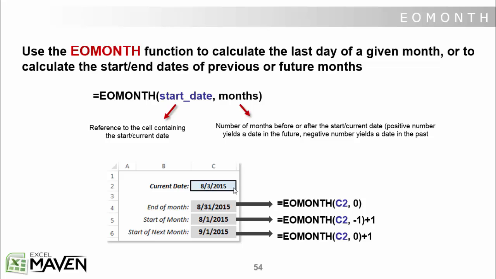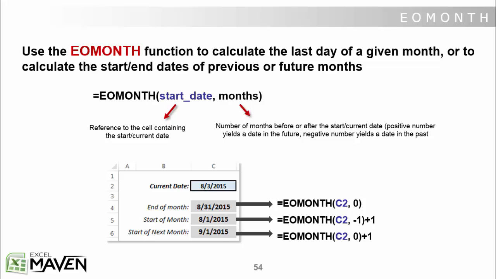So let's say we've got a start date or current date of 8/3/2015 in cell C2 here. We can use the EOMONTH function in a number of ways. If we want to calculate the end of the current month, we would use EOMONTH C2, comma, 0. To calculate the start of the month, you have to get a little bit clever, but you can use the EOMONTH function to do that.